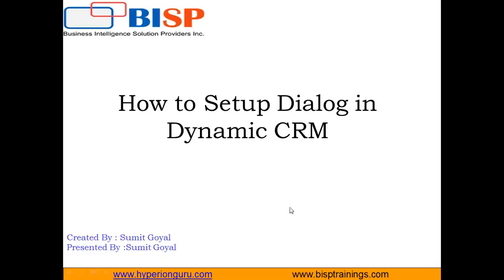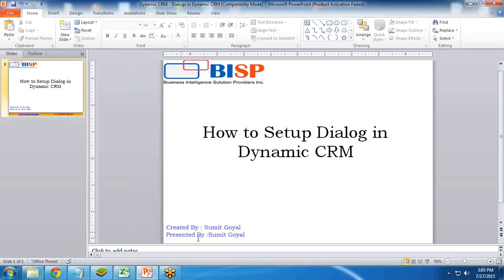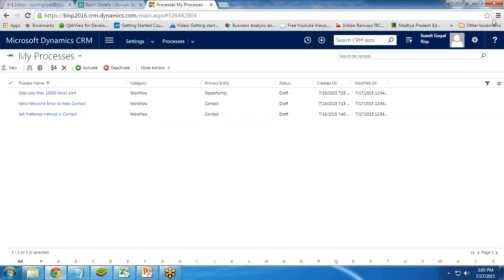The scenario which I'm going to take today is that I would like to update the lead contact information by using a dialog. So for this, let's switch to CRM. Within Dynamics, to create a dialog in CRM, we need to start a new process. So I click on process.